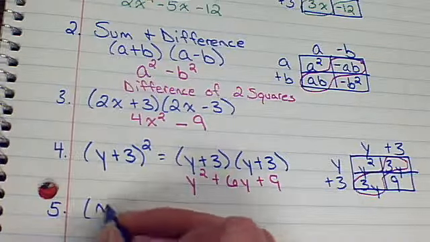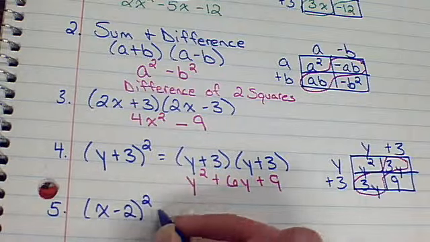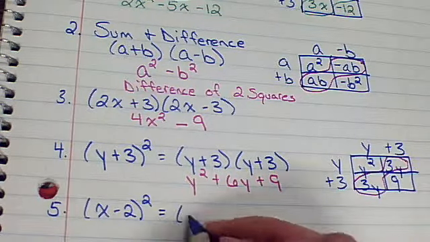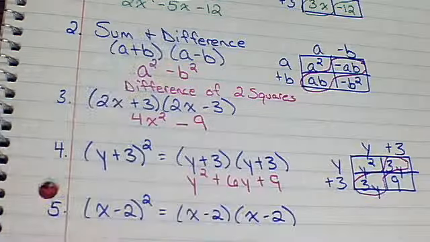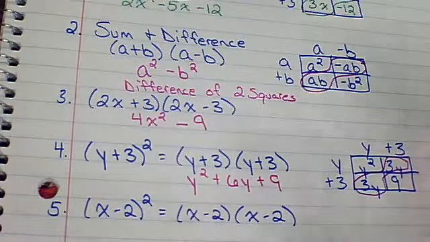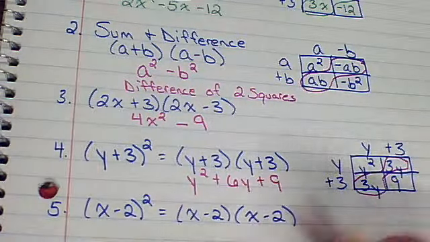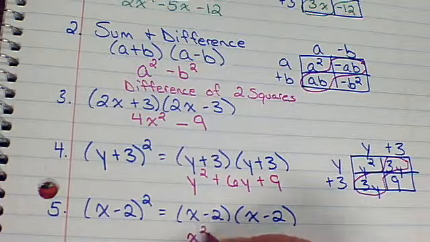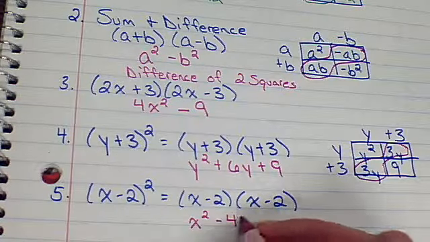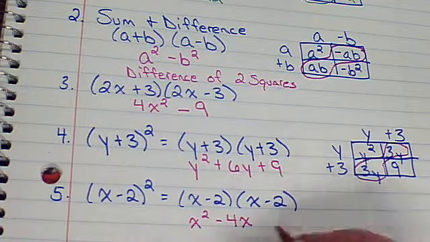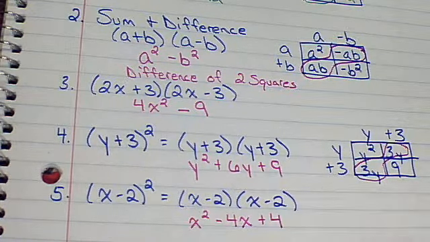Let's see what happens if I had x minus 2 squared. Remember that's going to be x minus 2 times x minus 2. Maybe we don't need the box for this one. x times x gives me x squared. I'd have a negative 2x and another negative 2x. That's going to give me negative 4x. Negative 2 times negative 2 is going to give me a positive 4.